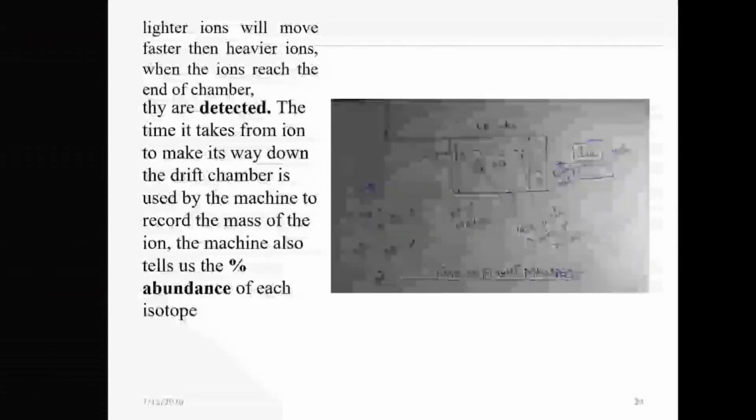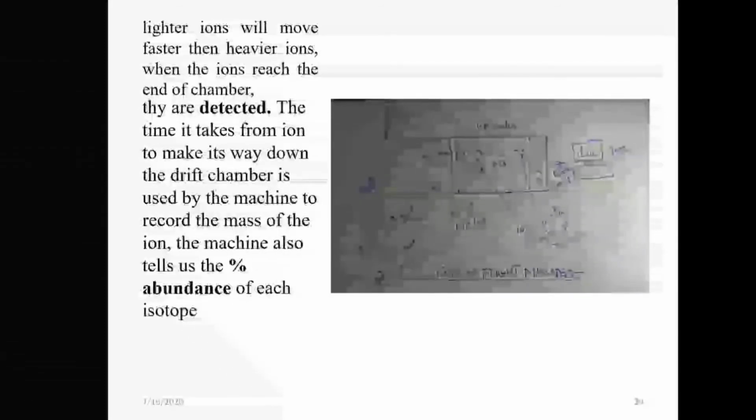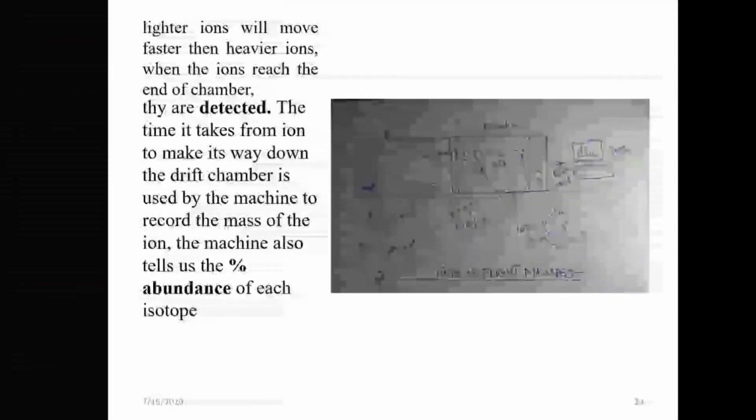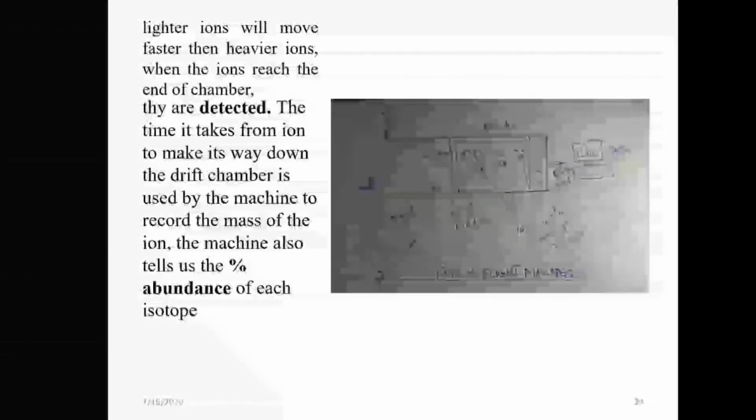Now here you can see a rough diagram of the time of flight spectrometer. The sample is injected and then vaporized here, where heat is supplied, and then it accelerates towards these plates, the set of two plates.